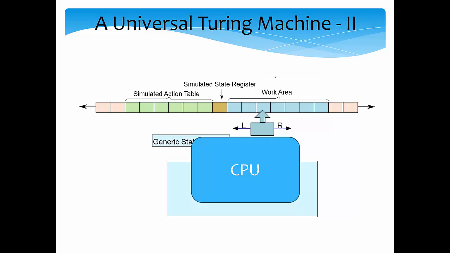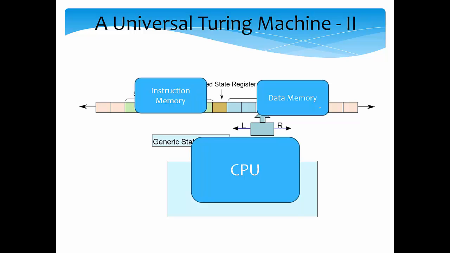The work area is pretty much the tape of the simulated Turing machine plus an area where you can keep some temporary data and symbols. It can be referred to as the data memory, and this is where all the information is contained. The simulated action table, which tells the UTM what needs to be done, essentially contains all the instructions, so we can think of it as the instruction memory.